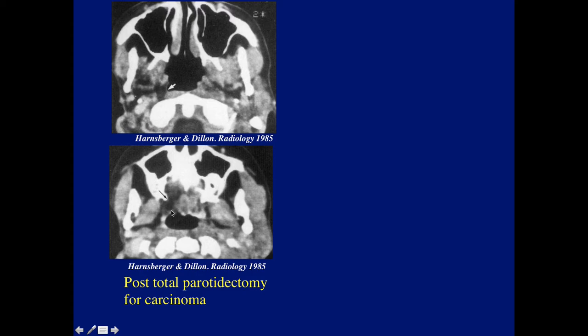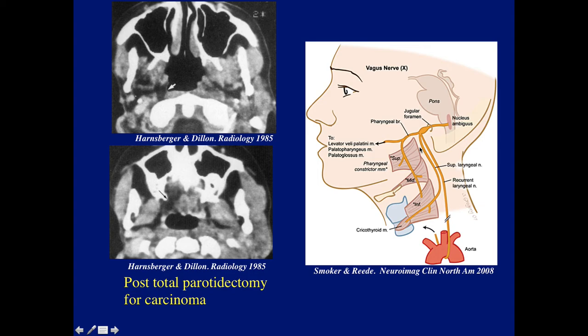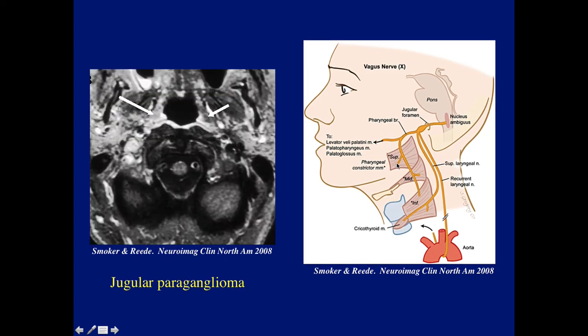Remember, it's supplied by the 10th nerve, and this is atrophy of the superior constrictor. Again, denervation atrophy of the superior constrictor muscle, which supplies the wall here. So we have to be able to identify the structures. Because of the involvement of the pharyngeal branch, we have involvement of the levator veli palatini and the superior constrictor in this case.